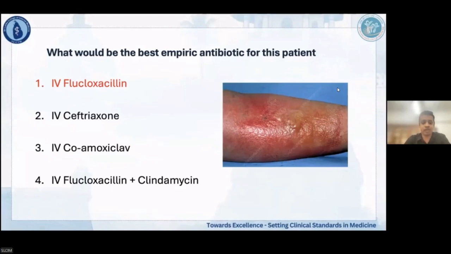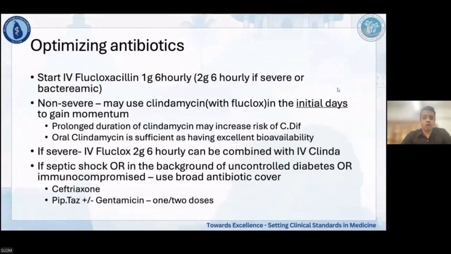Let me explain why I am giving IV flucloxacillin over the other antibiotics, which can also be used in this particular patient. So, optimizing antibiotics. As I said before, cellulitis is monomicrobial and commonly due to strep or staph infections, so flucloxacillin would be the first line antibiotic. You can start with 1 gram 6 hourly, not 500. But if you have a patient who has severe cellulitis or who is bacteremic, you can consider higher doses like 2 grams 6 hourly.